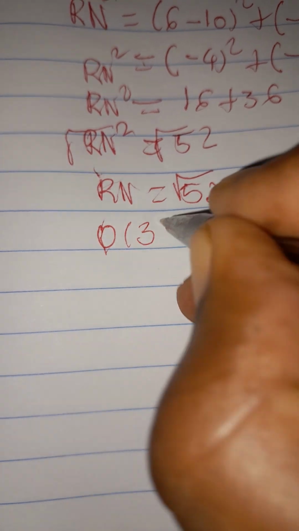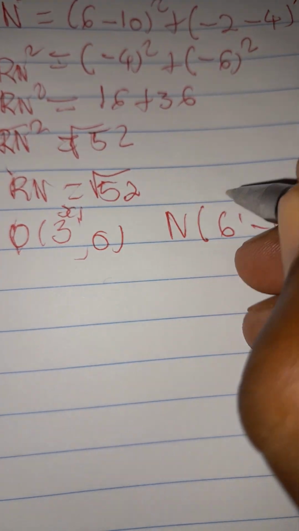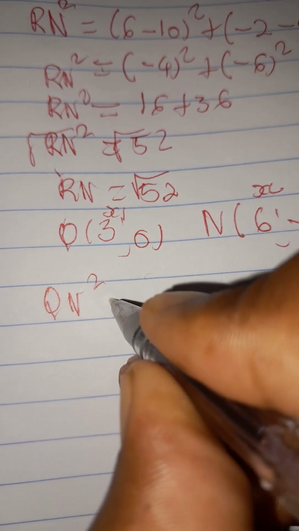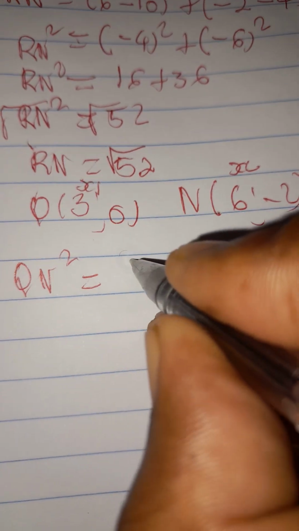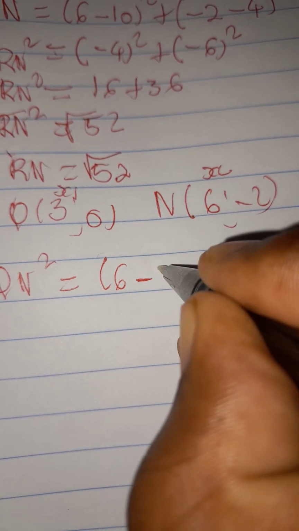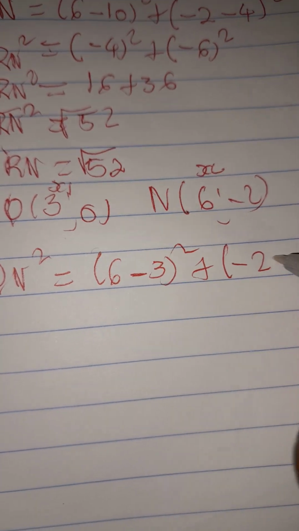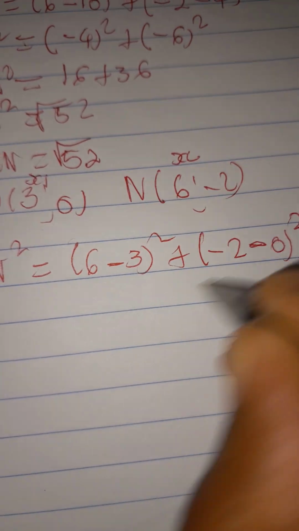The distance of QN. Q is given as 3 and 0. We already know N is given as 6 and negative 2. So this is our x1 and this is our x2. So we are going to use the similar procedure, QN squared. What is our x2? Our x2, that will be 6, x1, that will be 3. What is our y2? Our y2, that will be negative 2, y1, that will be 0.